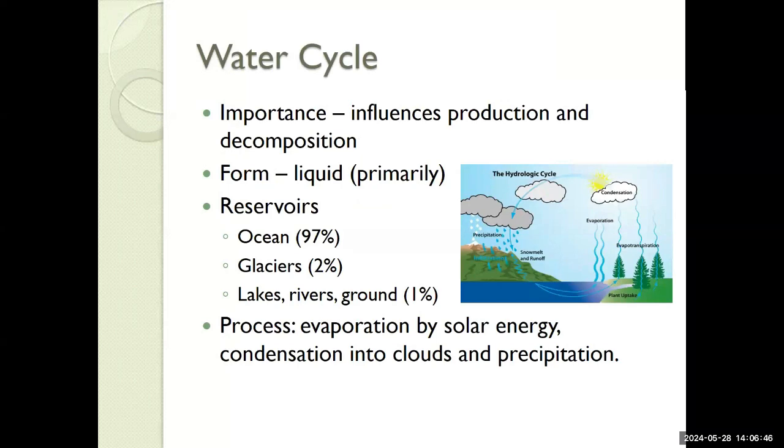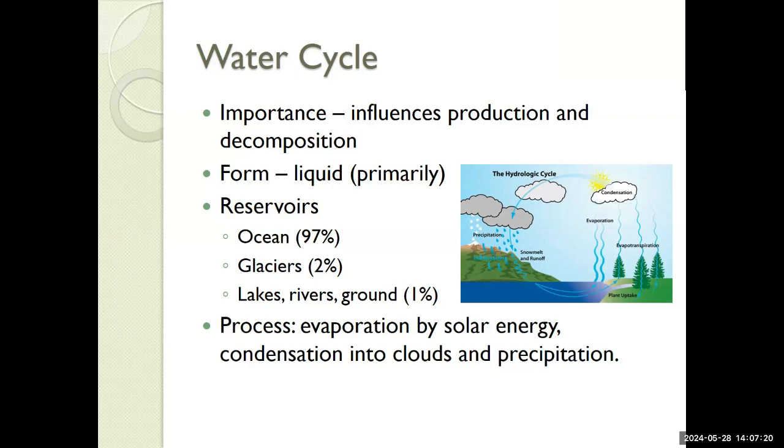The water cycle is particularly important because water defines production, the plant life, the producers, and all of the decomposers, bacteria and fungi, are intimately dependent upon water availability. The process of the water cycle involves evaporation by solar energy, condensation into clouds, and then precipitation, the raining down into the liquid form back onto the earth.